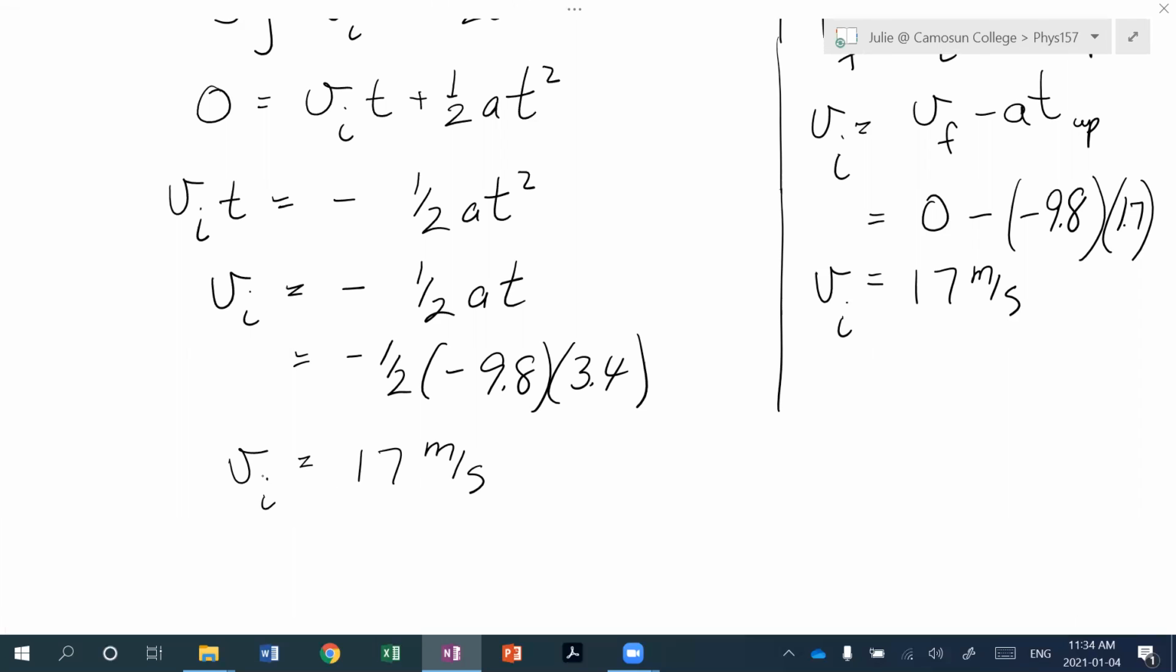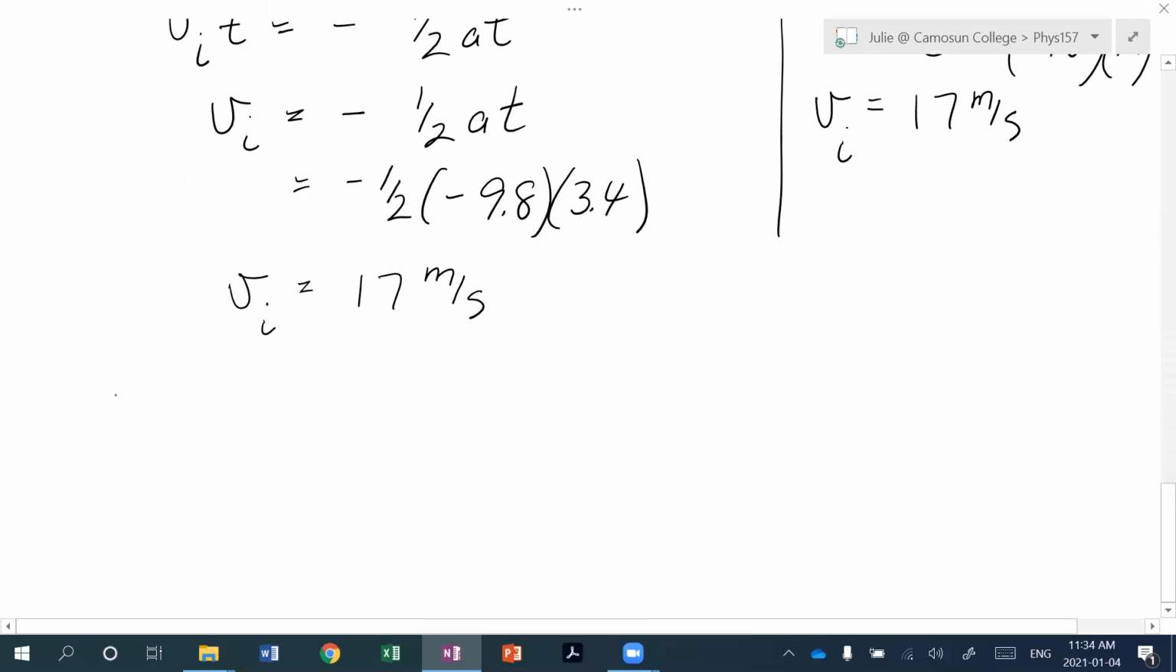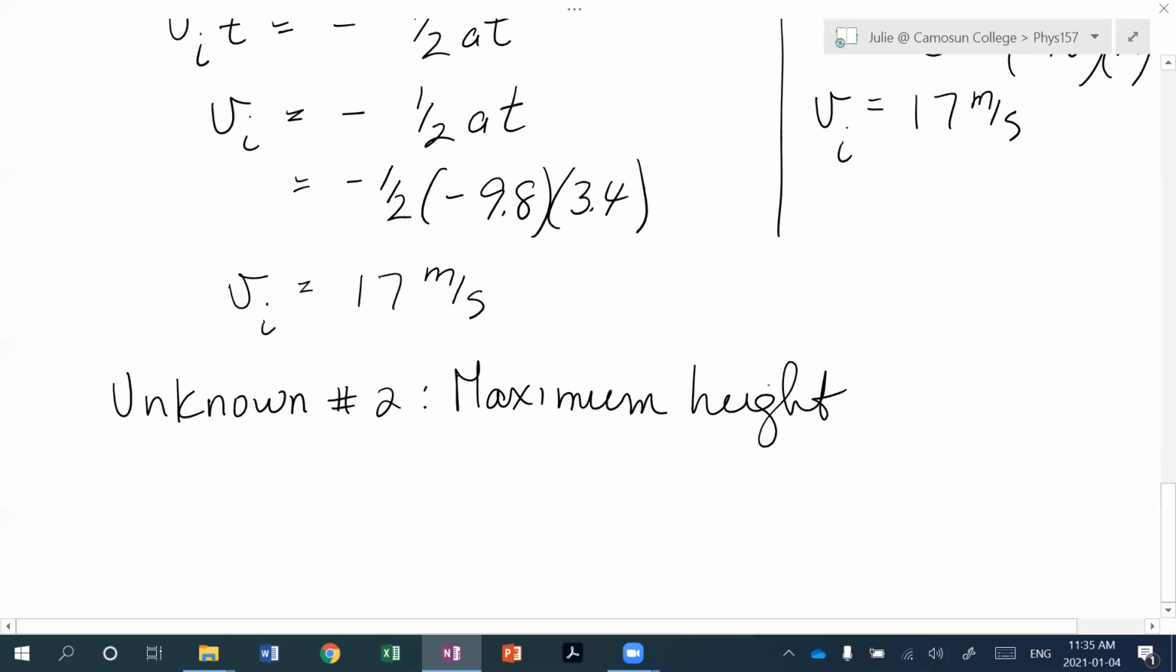Okay, now if we want the height it reaches, so unknown number 2 is maximum height. Now, in general, I recommend don't use the number you just calculated, because what if you got it wrong? However, if you're doing this on Mastering Physics, at this point, it's going to tell you the correct answer. So what the heck, you may as well use it.